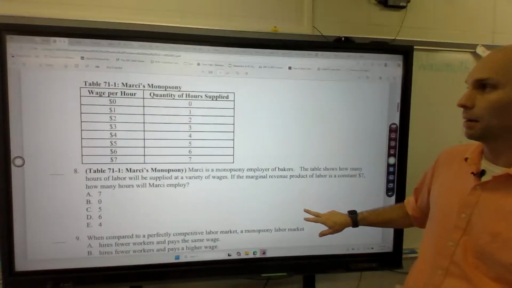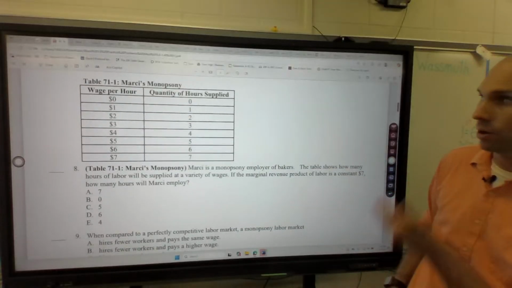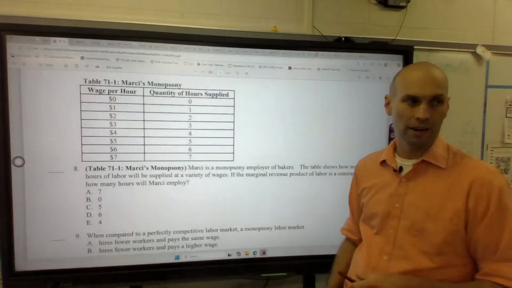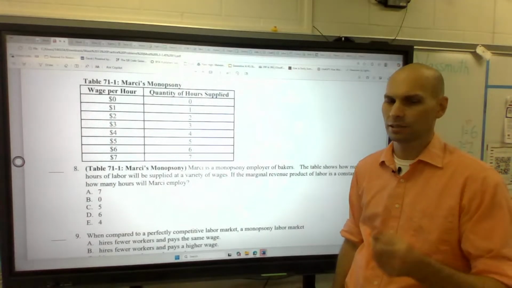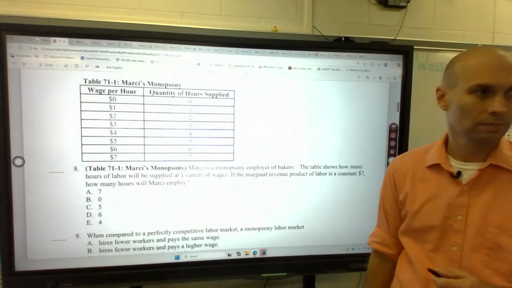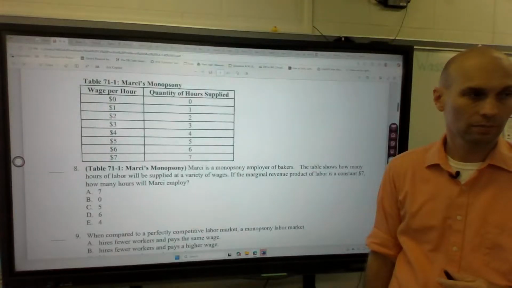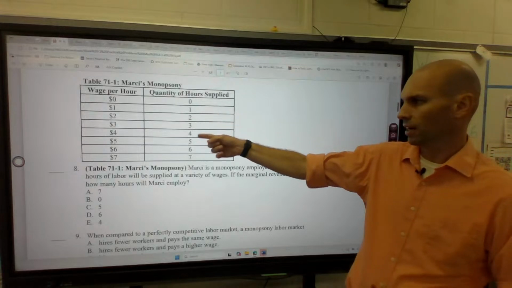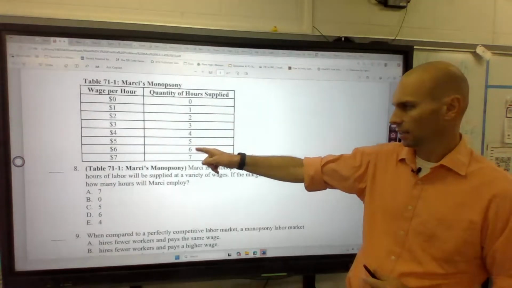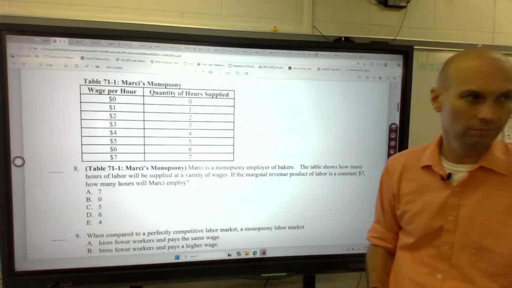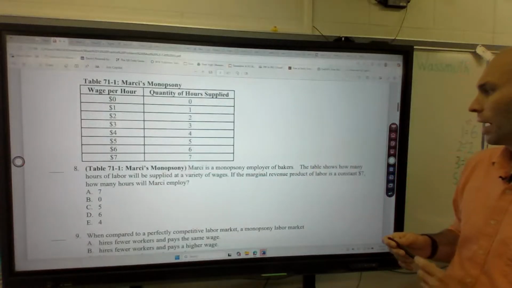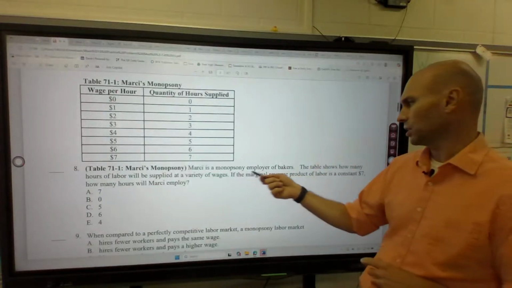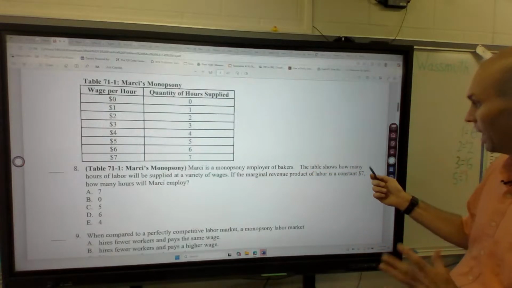So Marcy's monopsony. All right, they got wage per hour, quantity of hours supplied. Everyone already found, if it's a monopsony, solve for what right away? The marginal factor cost of labor. Solve for the marginal factor cost of labor. So it's 1, 3, 5, 7, 9, 11, 13. Voila. Okay, monopsony answers.